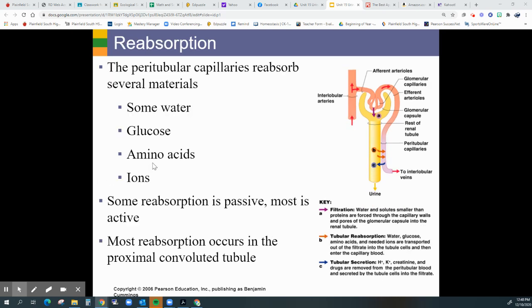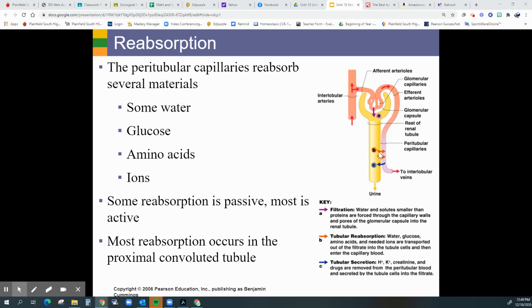So that's filtration. Reabsorption then is going to happen in the capillaries, where the capillary is actually reabsorbing several materials. So this actually happens down here at this point right here. Things are reabsorbed back out of the renal tubule back into the blood vessel. Things that can do that are water, glucose, amino acids, and some ions, like potassium and calcium ions at this point. Most of the reabsorption is active, but there are some of the processes that are passive.